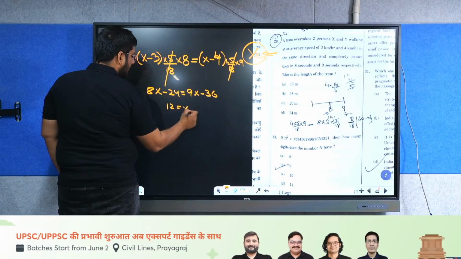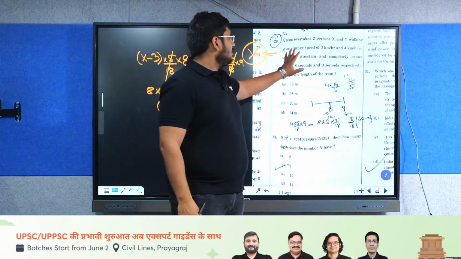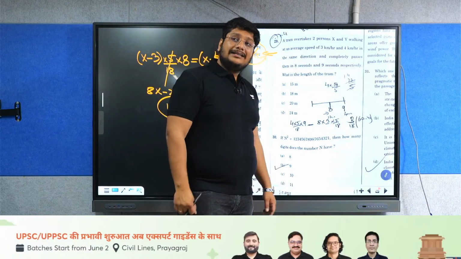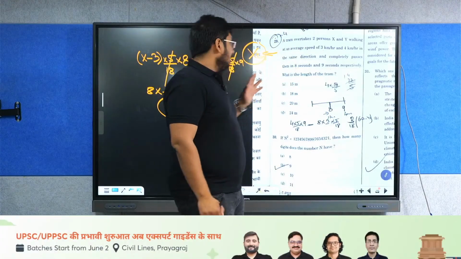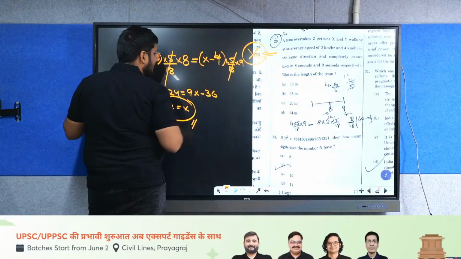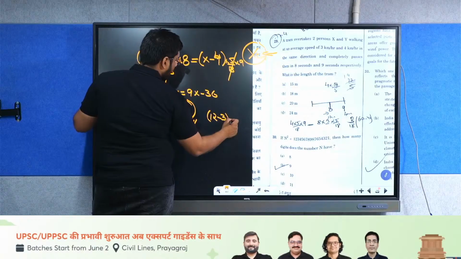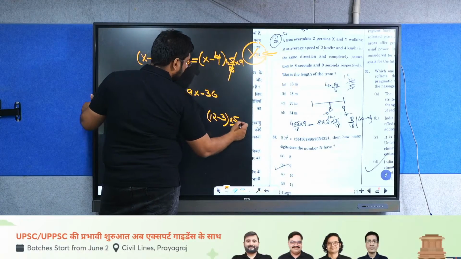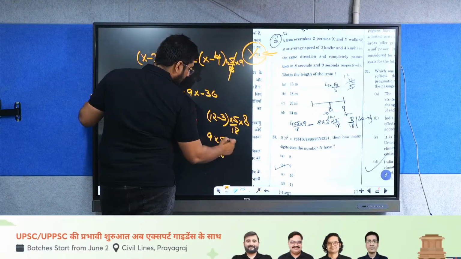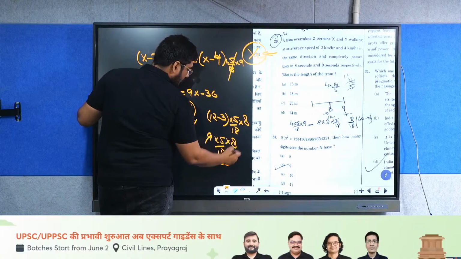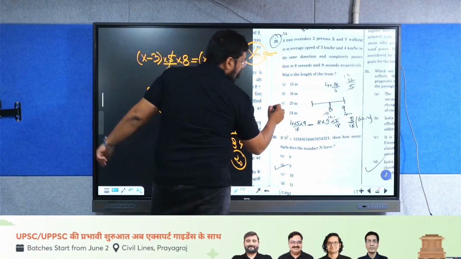12 is equal to x. Speed of this is 12. I have got that as 12 km per hour. What is that? That is the speed of the tram. Substituting it anywhere will give me the length. That is 12 minus 3 into 5 by 18 into 8, which is 9 into 5 by 18 into 8. 2, 4. 5 4s are 20. Option C.